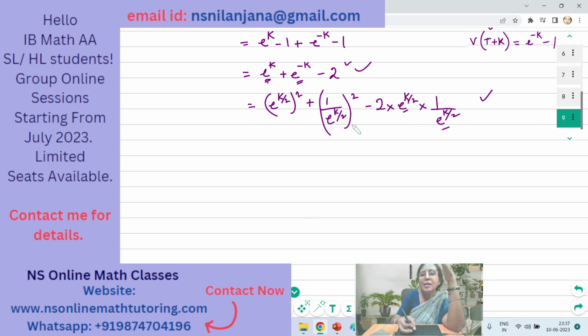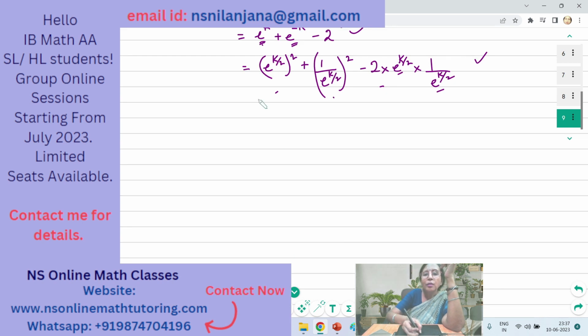Okay. And this is nothing but a minus b whole square: a square plus b square minus 2 times a times b. So this is equal to e to the power of k over 2 minus 1 over e to the power of k over 2 whole square, which should be a positive number or equal to 0. Okay, proved.